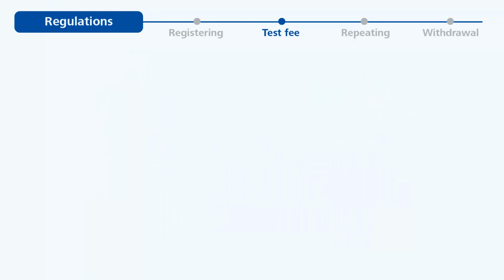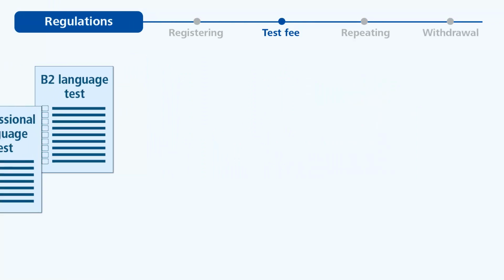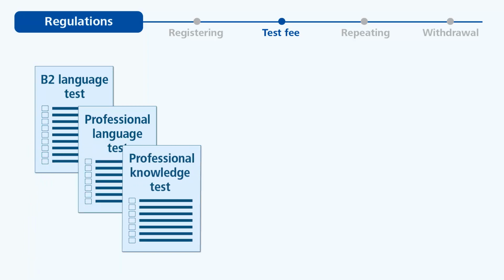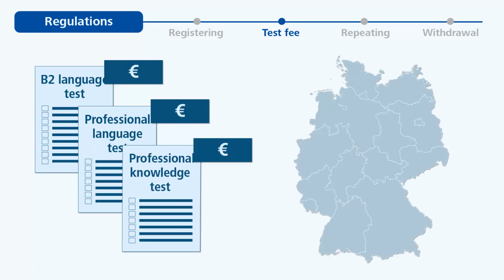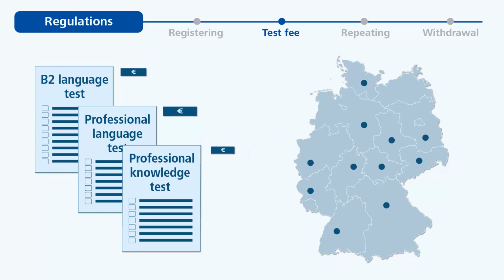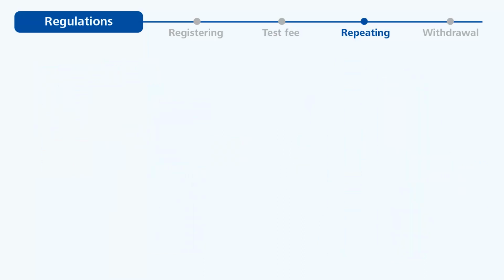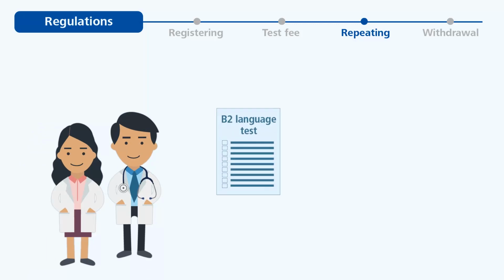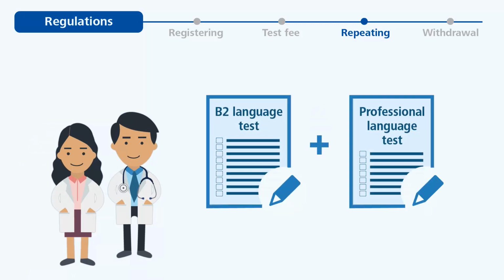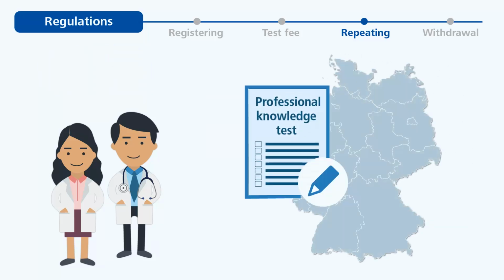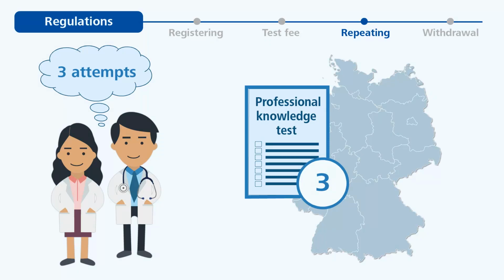Test fee. For the B2 language test, for the professional language test, and for the knowledge test, you have to pay a fee per test. Test fees vary from state to state and test providers. Repeating tests. You can repeat the B2 language test and the professional language test as many times as you like. For the professional knowledge test, you have nationwide a maximum of 3 attempts.